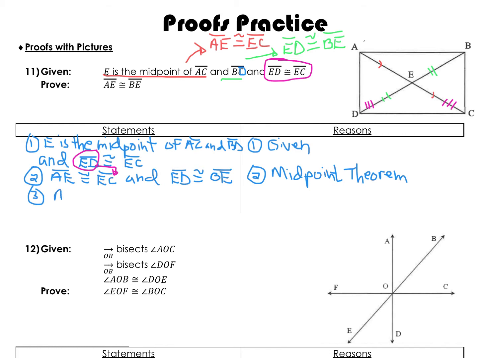So AE is congruent to ED, segment ED, and our reason for that is substitution. Prop of equality.